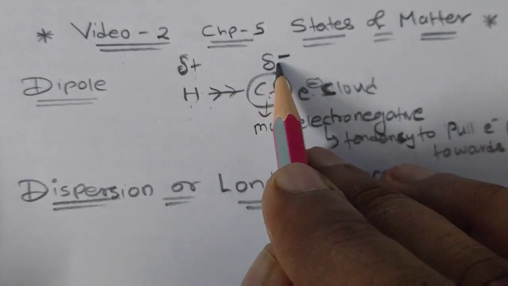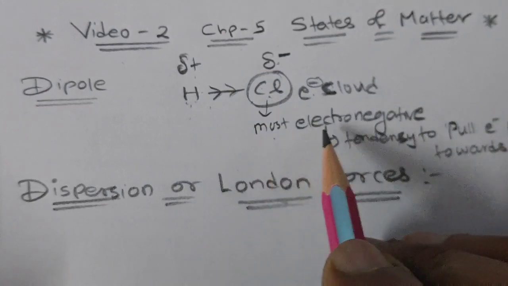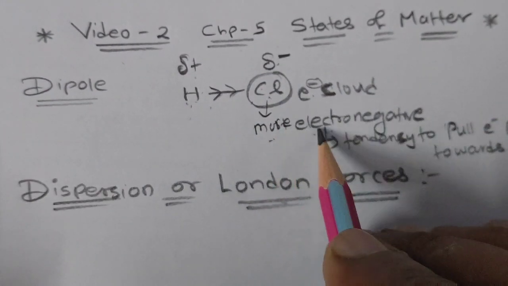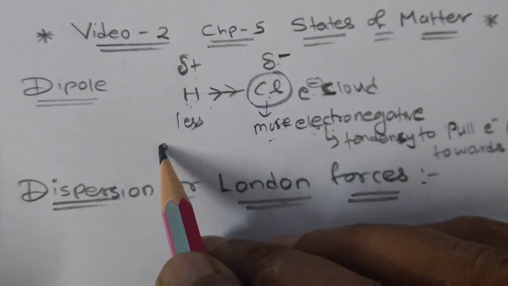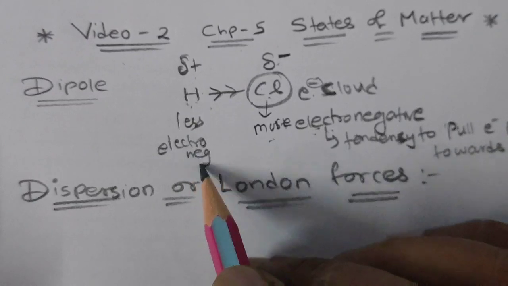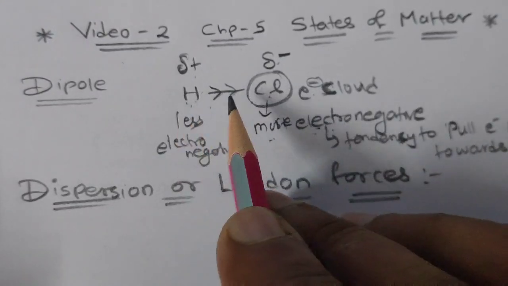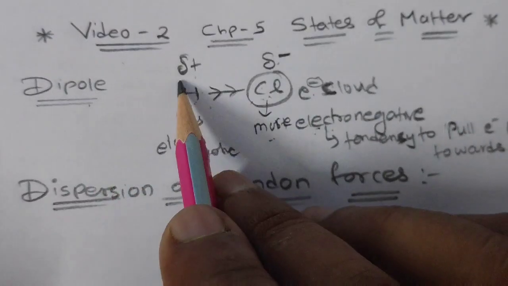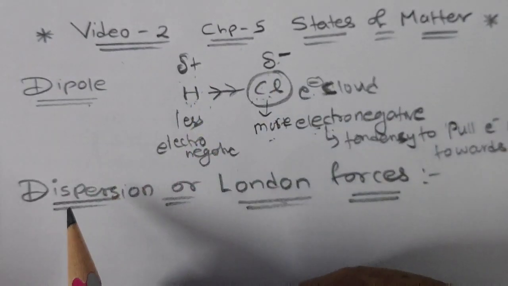So positive and negative poles are developed due to the difference in electronegativity. This one is more electronegative, and this is less electronegative, right? So this is the way polarity is developed. So dipole means having 2 poles, positive and negative.